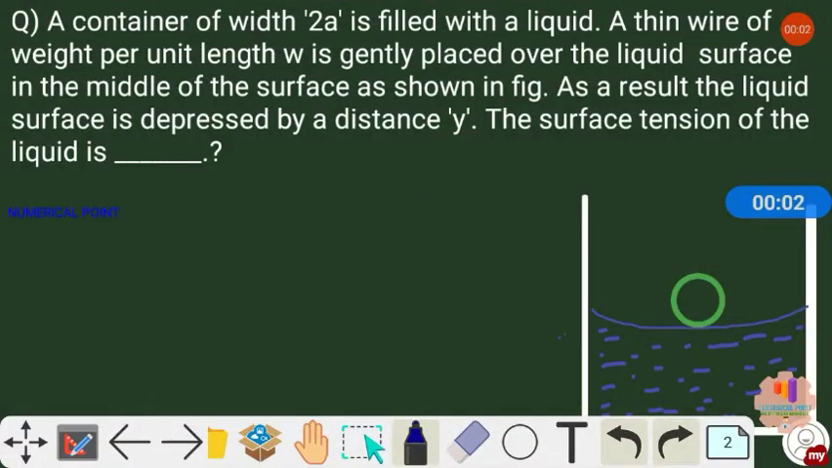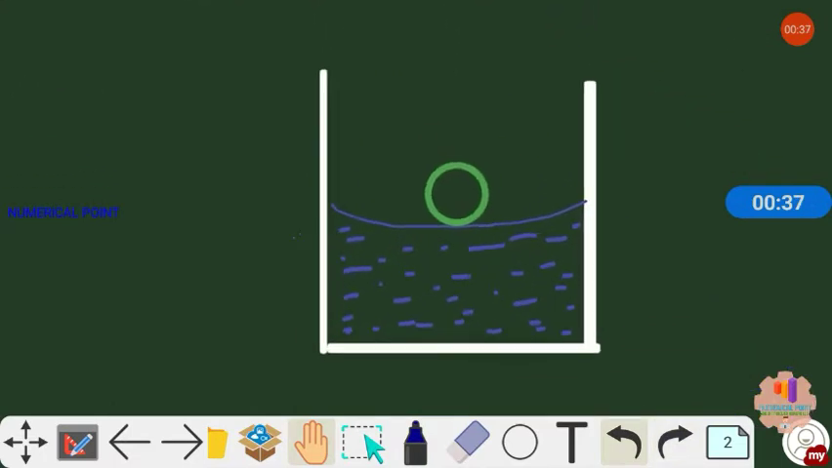Guys, this is the question in front of us. First you pause the video and read the question carefully. A container of width 2a is filled with a liquid. A thin wire of weight per unit length W is gently placed over the liquid surface in the middle of the surface. It's shown in the figure. As a result, the liquid surface is depressed by a distance y. The surface tension of the liquid is S. So guys, this is our diagram.